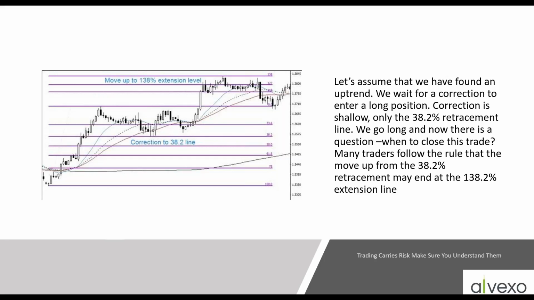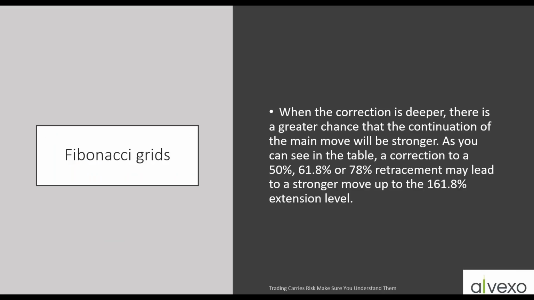Now, anything beyond 100% is continued up at the 131.8, 150, 200, but those are considered extensions because they're extending beyond the prior price move. So when the correction is deeper, there's a greater chance that the continuation of the main move will be stronger. As you can see in the table, a correction to a 51.8, a 61.8, or 78 retracement may lead to a stronger move up to the 161.8.